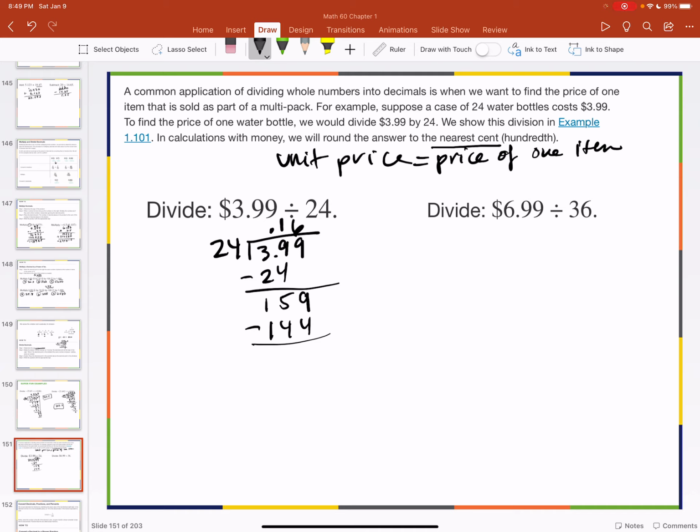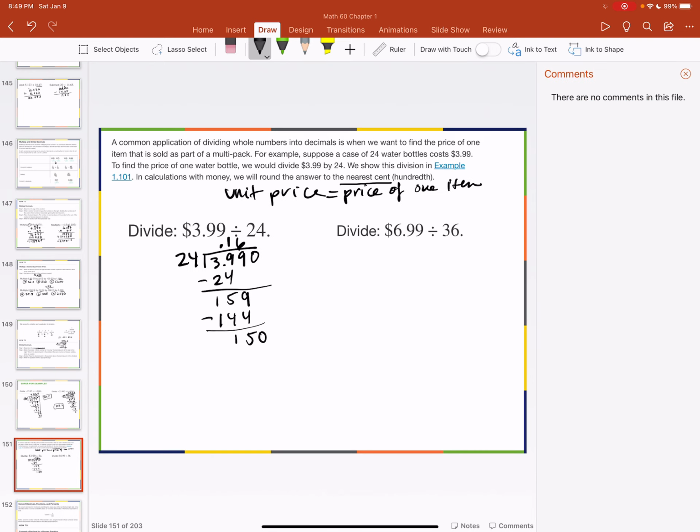Do that. And then subtracting, we get again 15. But now we don't have any more, so we bring down a 0. 24 goes into 150. How many times? It goes in at least 6 times, right? 24 times 6 is 144. So again, this is 144. Subtract, right? This would be 6.